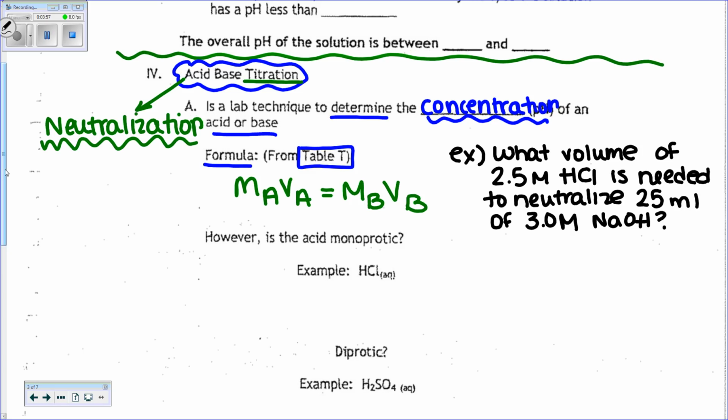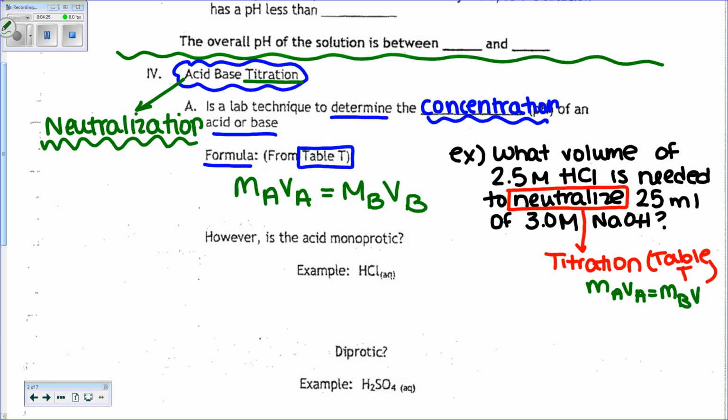If they ask me this problem, here's what I would think. I see this word, neutralize, and if I see this word, I want to think titration. And if I think titration, I want to think go to table T. So I'm going to go to table T. Let's see what else we have. Well, the titration formula is MAVA equals MBVB.